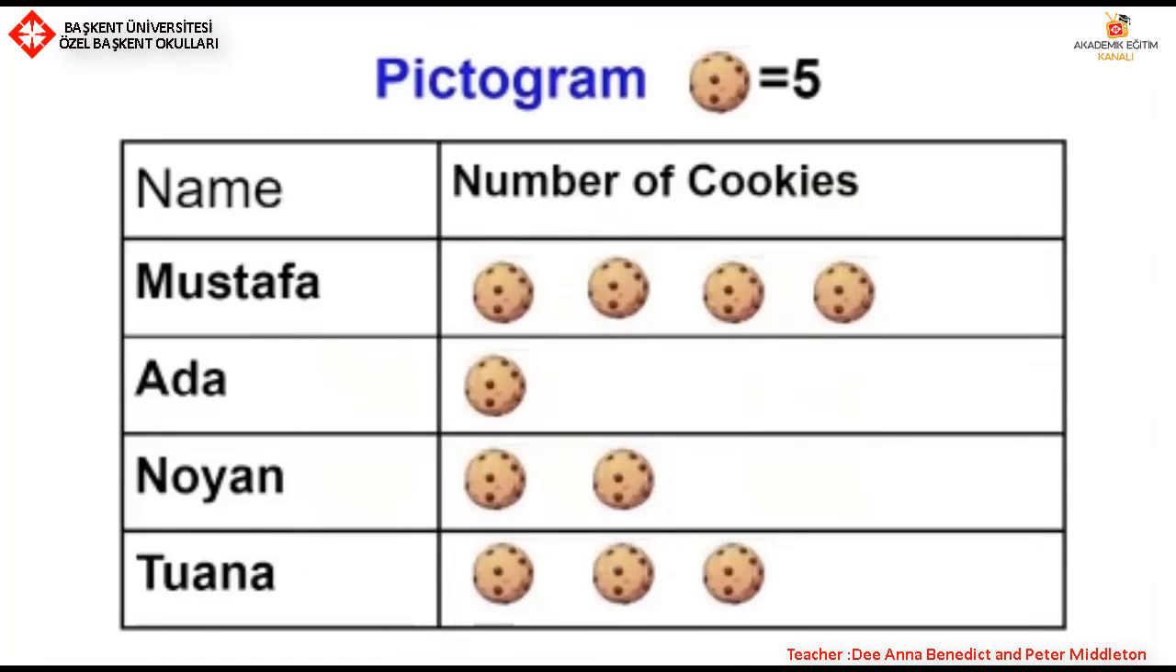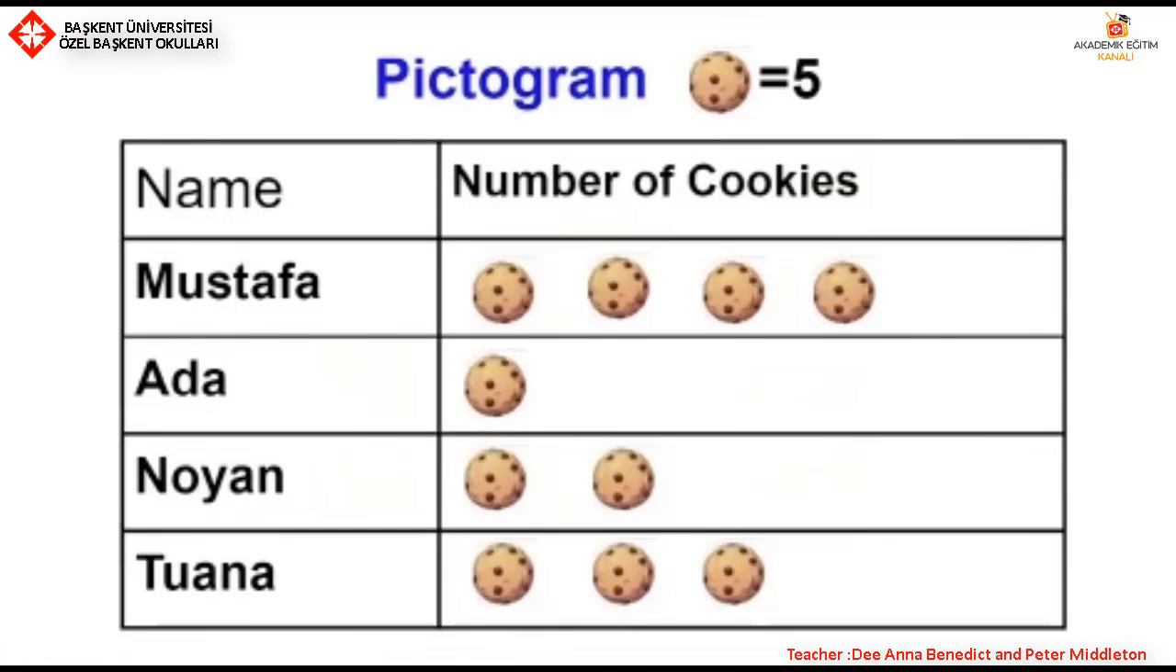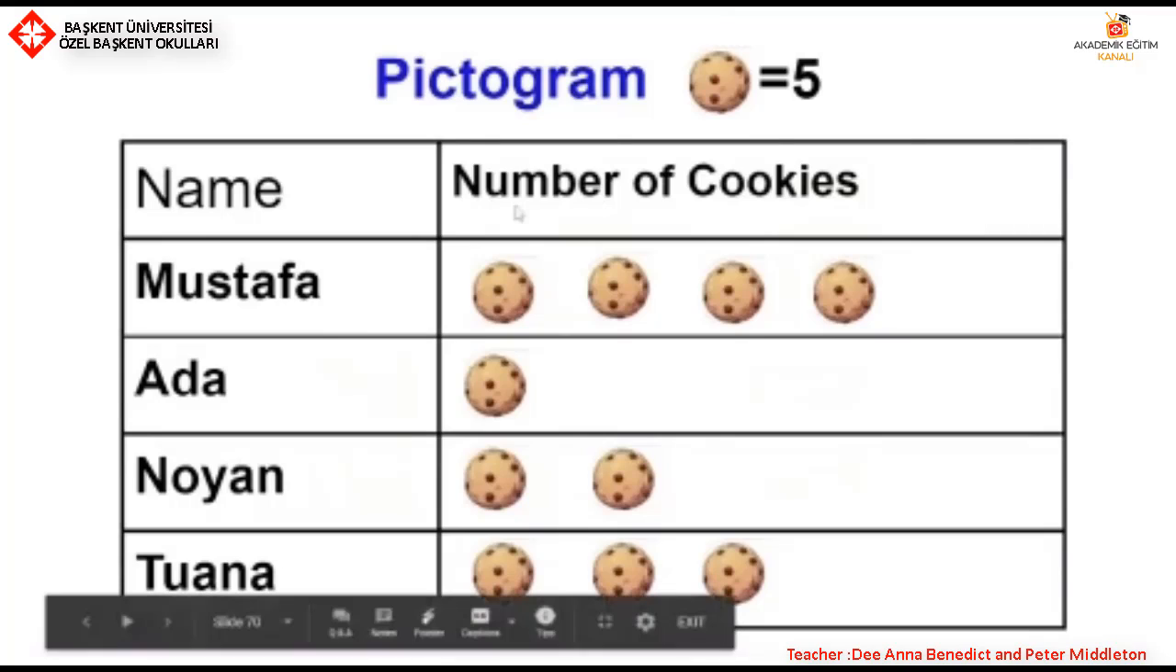This is a pictogram. A pictogram is a chart where we use pictures. This picture of a cookie tells us the number of cookies. Each cookie, 1 cookie, equals 5 cookies. So let's look. We have a chart with Mustafa, Ada, Noyan, and Tawana, and they have cookies. Now let's find out the number of cookies they have.